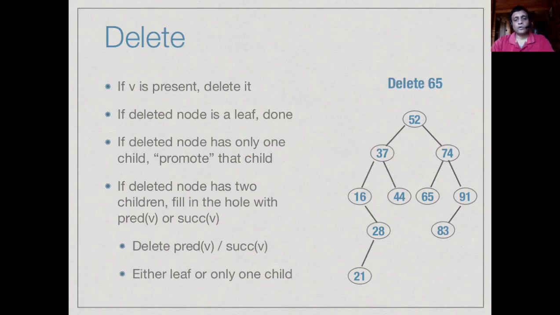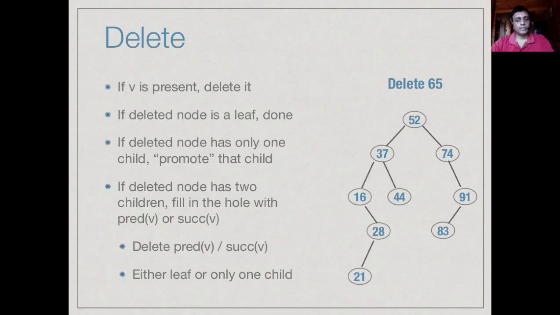So for instance, if we want to delete 65, then we will search for 65, find it by the usual mechanism of following the left and right paths, and then since it is a leaf node, we can just remove this node from the tree and nothing happens. It remains a valid search tree.